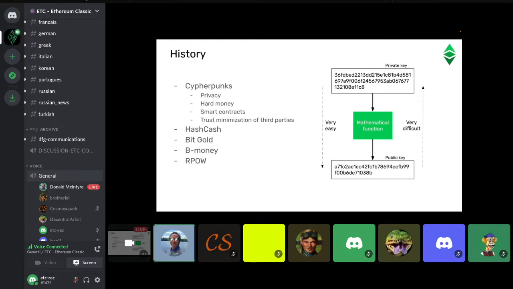And all these three goals had an overarching goal, which was trust minimization of third parties. That was the key of the objectives of the cypherpunks. So later in the 90s, they were working on many things. Cypherpunks were hundreds of cryptologists and scientists and computer scientists, and sometimes they were lawyers and philosophers, and stuff like that.